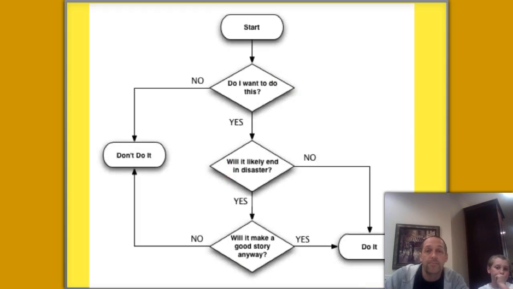Here's a basic one. We start at the start, and you ask, do I want to do this? If the answer is no, you move over, you follow the algorithm there. It says no, don't do it. What if it is yes? Well, then you go to the next block down there, I guess a diamond, and it says, will it likely end in disaster?